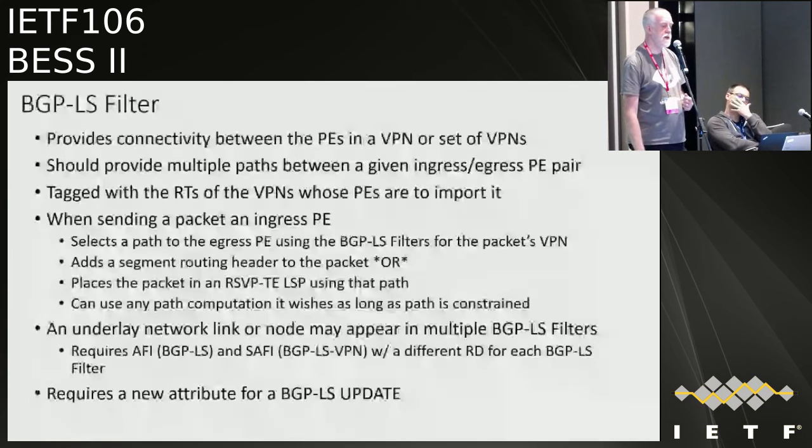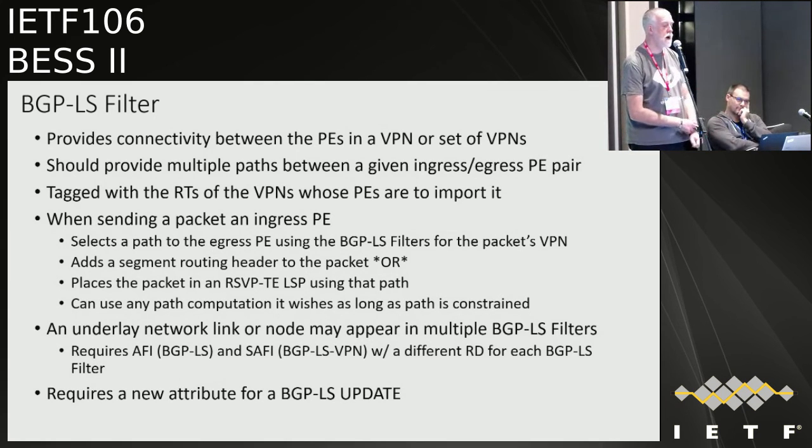So the key to this is the BGP-LS filter, providing a view of the connectivity between the PEs for a particular VPN or for a set of VPNs. And that's where we sort of come into slicing. In the concept of slicing, you're partitioning the core resources and using them for a class of services, which may be multiple VPNs. You need multiple paths between PEs to give resiliency and to give maybe different qualities of service.